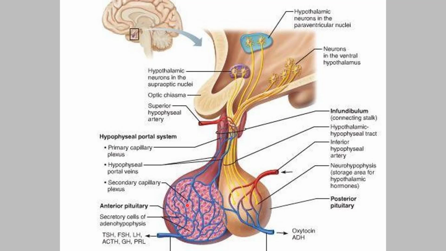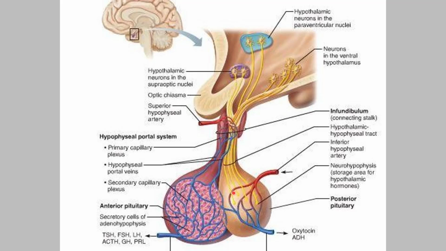Adeno means glandular. So the anterior pituitary gland, the adenohypophysis, is not made of neural tissue. It is glandular tissue. So right away we're seeing that the pituitary gland is two different glands. It's two different structures. One of them is a true gland. It is made of glandular tissue. One of them is not a true gland. It is made of neural tissue.